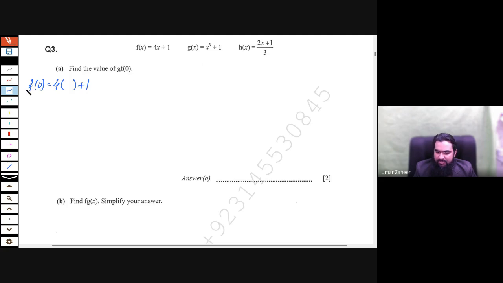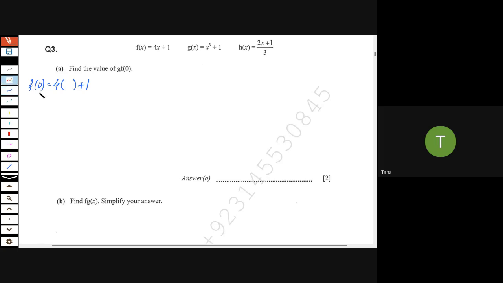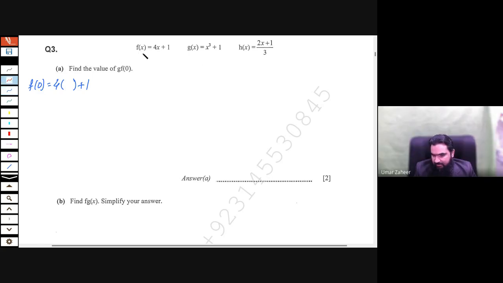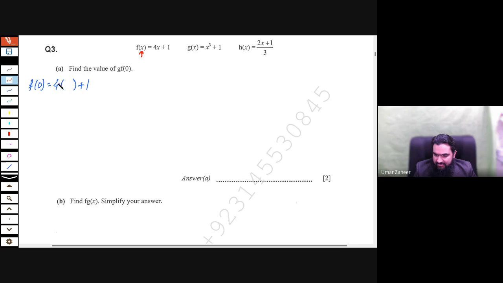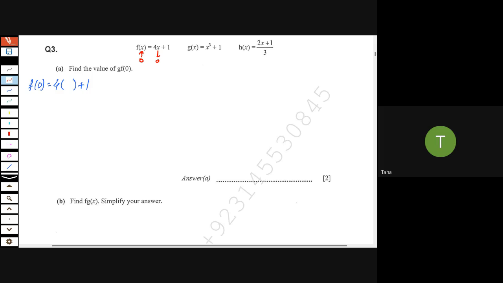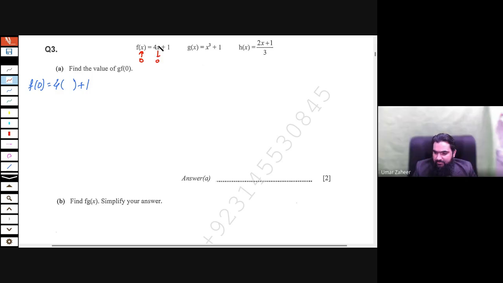Yes, Taha, what do we have to substitute in the place of x? It is f of x, right? In all places of x we have to substitute 0. All right, Taha? And the function is f, so that's why I have to write the structure 4x, bracket, plus 1.